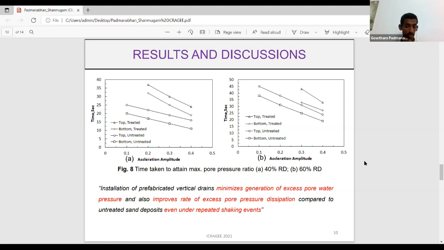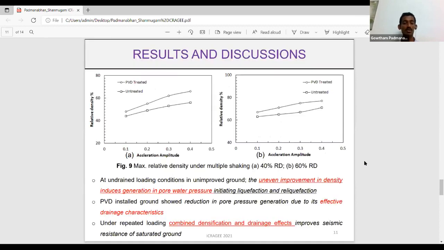Here we would like to mention that the provision of the drainage layer has created the difference in the generation of excess pore water pressure. Coming to the maximum density observed, the density, as mentioned earlier, was obtained using the digital static cone penetrometer apparatus at random locations. From here, it is seen that in addition to the drainage mechanism, the densification mechanism also plays a major role in mitigating liquefaction. A significant improvement in sand density was observed due to the installation of the PVD system, and also during the successive seismic events.